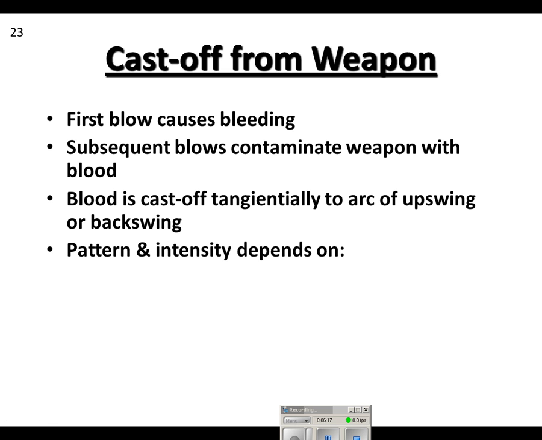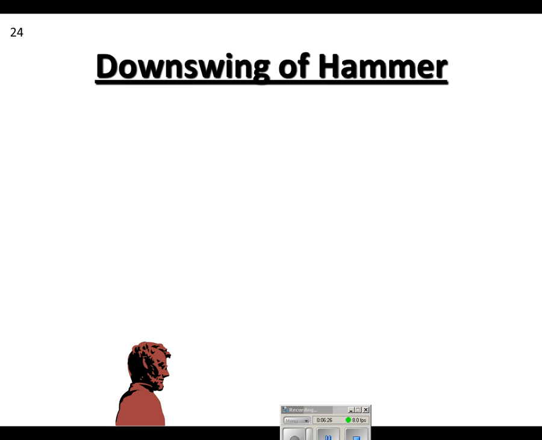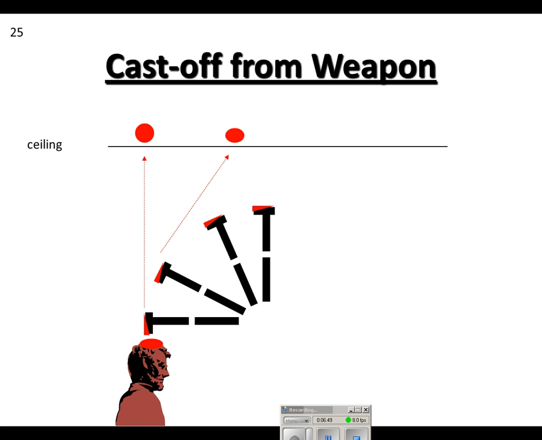So the pattern and intensity of that depends on the type of weapon and the amount of blood that's actually adhering or sticking to the weapon and the length of the arc. So if we look at the downswing of a hammer, and we're going to see this hammer hit this statue, in this case, on the head, then that causes the bleeding. That's the first blow. But as they come back, this is going to cause blood droplets or cast off to hit the ceiling. And as the backswing is happening and arcing, you're going to get a blood pattern.